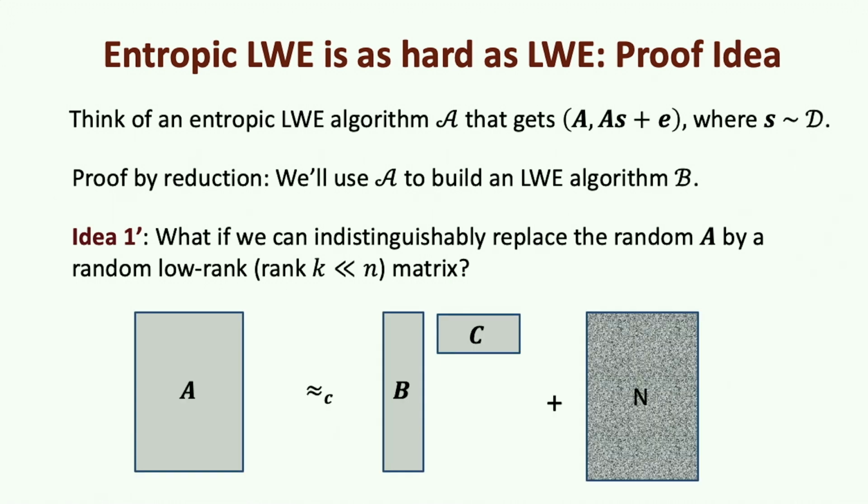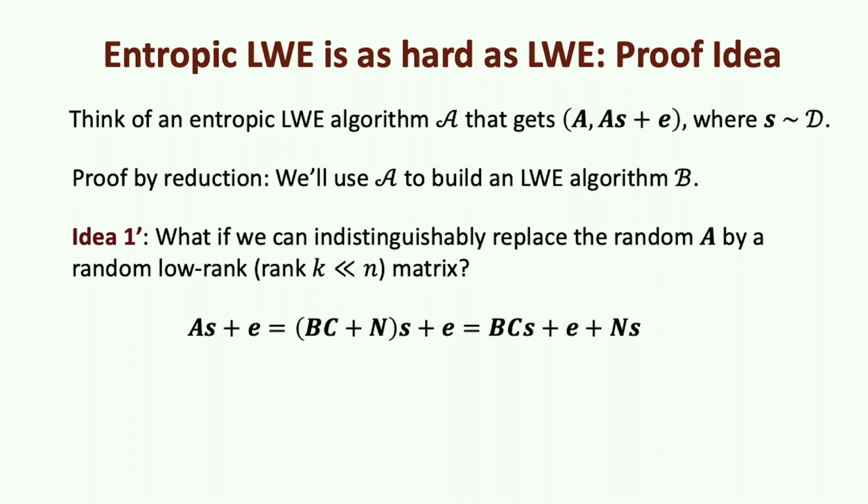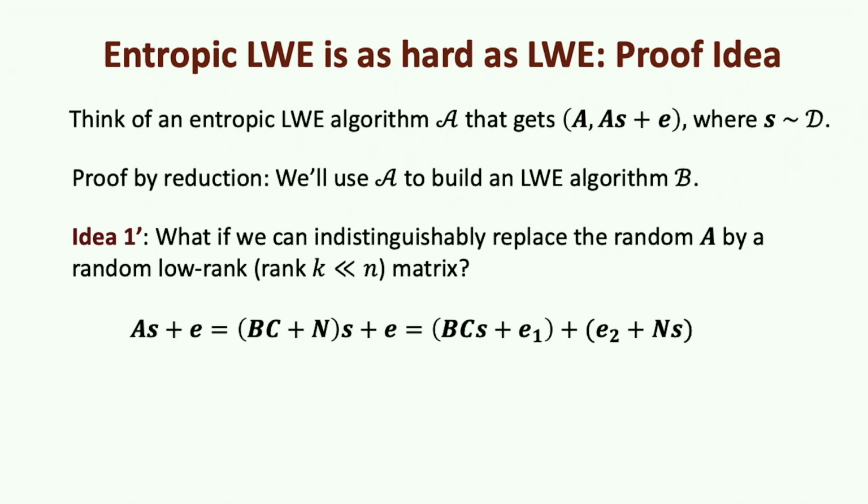Okay, so this is idea one prime, right? And what do I do? Now my idea two actually works, but doesn't work as well as before. What did I do? I replace A by B times C plus N, an approximately low-rank matrix times S plus E. I get B times C times S, which I want to extract. So I want to say S is actually entropic. I can extract, but then it's not as entropic as before because there is this other vector N times S that lives there, which might actually reveal the entirety of S. I have to somehow argue my way through it.